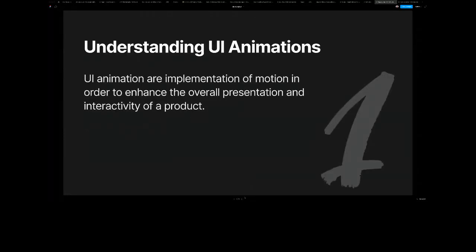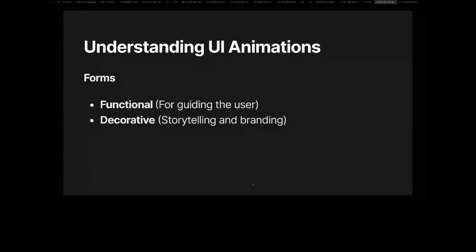So understanding UI animations. Like I said initially, UI animations help implement motion in order to enhance the overall presentation and interactivity of the product. With UI animations, users get to interact with the product more. They get to be more involved and more immersed with the system. It creates a better retention when used on a system. To understand UI animations more, there are two forms of animations on systems.